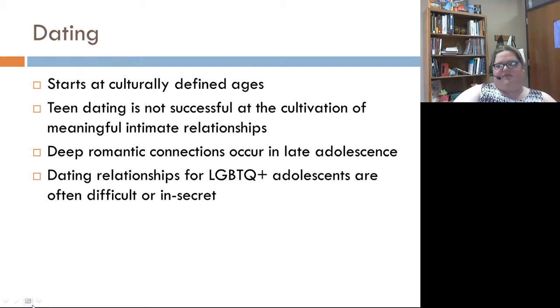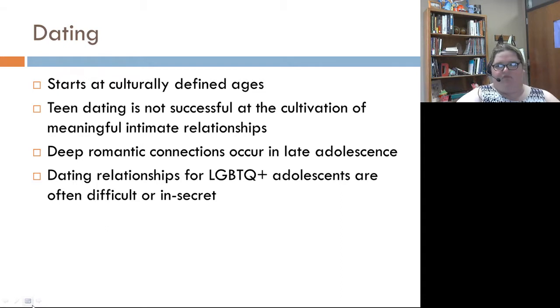Now, in terms of LGBTQ plus adolescents, relationships can be difficult, and potentially self-esteem crushing. It's hard when you're having to date someone in a hostile environment, and when you have to have secret relationships. Secret relationships are not healthy. If you're both not out and you both desire to keep it a secret, well, that just perpetuates this idea that there's something wrong with you. You're internalizing that idea.